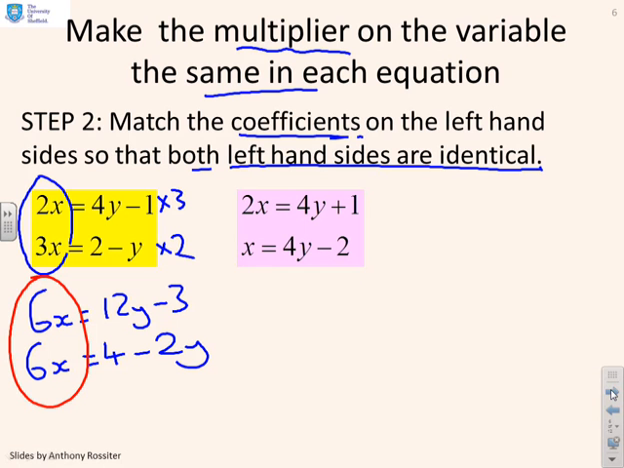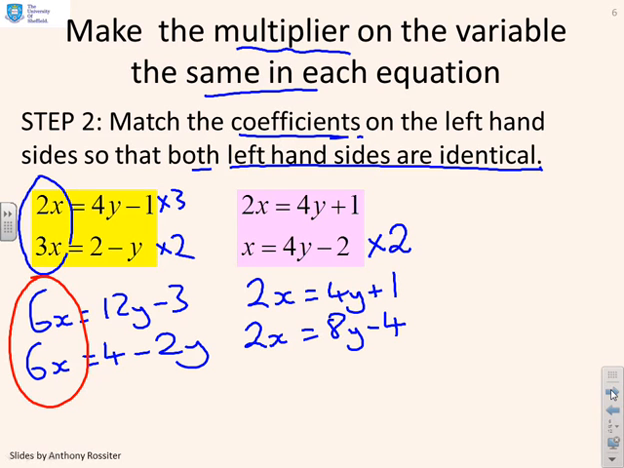What about this one? I've got 2x equals 4y plus 1 and x equals 4y minus 2. So I don't need to change the first one. All I need to do is multiply this bottom one by 2. And then I'm going to get 2x equals 4y plus 1. Nothing's changed there. And on the bottom one, 2x equals 8y minus 4. Okay?